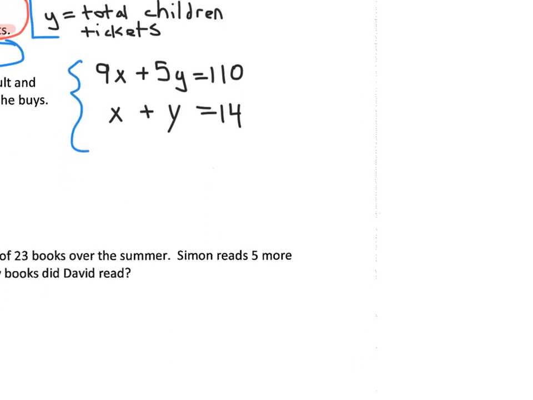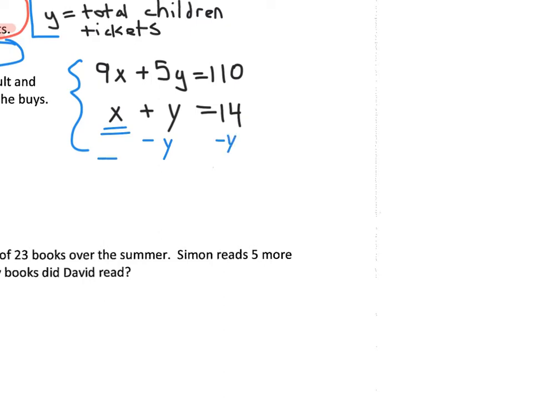The first thing we need to do when working with a question that involves substitution is get one variable all by itself. The variable I am going to choose to solve for is X. To get X by itself in this system, we are going to subtract Y from each side. We're left with X, Y minus Y is 0. X equals 14 minus Y.